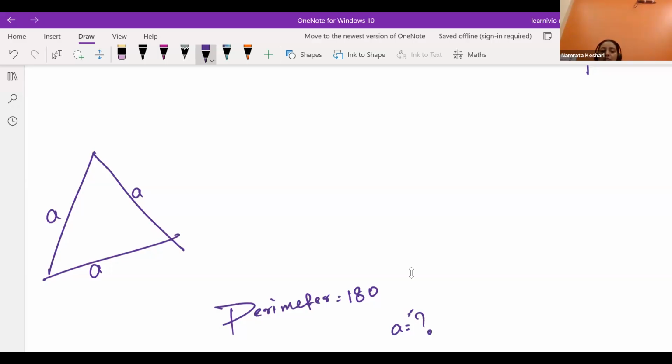What is the formula for the perimeter of a triangle? What is the formula for the area of a triangle? No, perimeter, yes. Yes, Sara, you were about to say something. Please tell me.